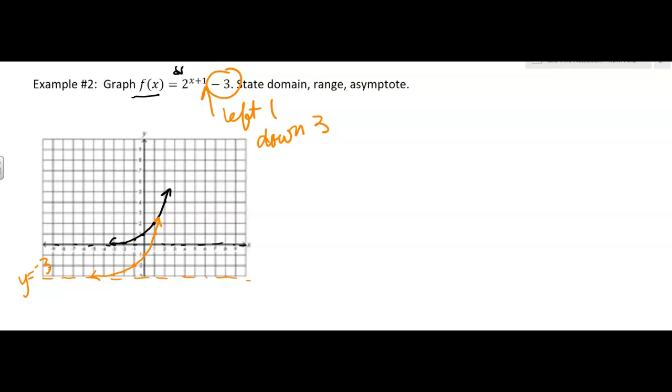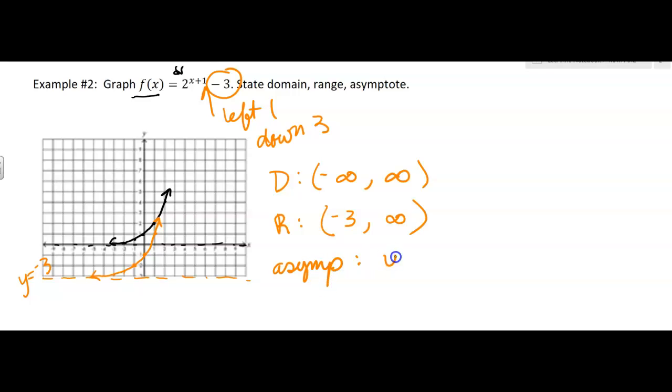So what do they ask us? State the domain. Domain, all real numbers. Range, it's going to be from -3 to infinity, but not including the -3. And then the asymptote, we already talked about that, y equals -3.